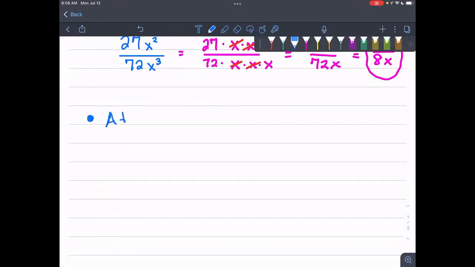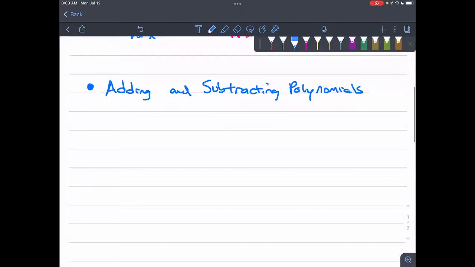Okay, next section, adding and subtracting polynomials. Adding and subtracting polynomials. And by the way, just so this word doesn't throw anybody, polynomials, some examples of those would be monomials, binomials, trinomials. Monomials, binomials, trinomials. Trinomials, try 3.